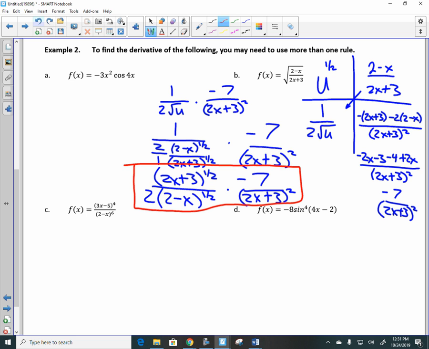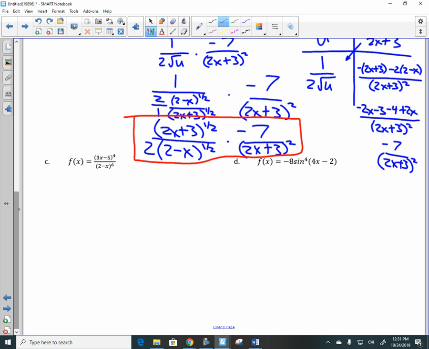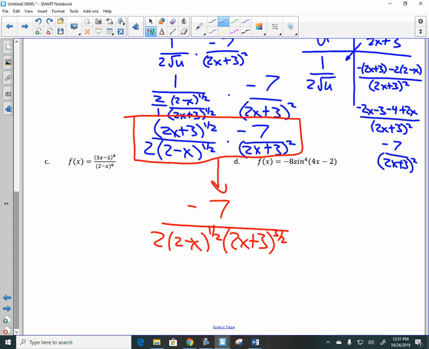1 1/2 or 3/2. Exactly. So what you end up with in this situation then is negative 7 on top. And then in the bottom, we have 2 times our (2 minus x) to the 1/2. And then we have (2x plus 3) to the 3/2. And so that's the best way to deal with it.